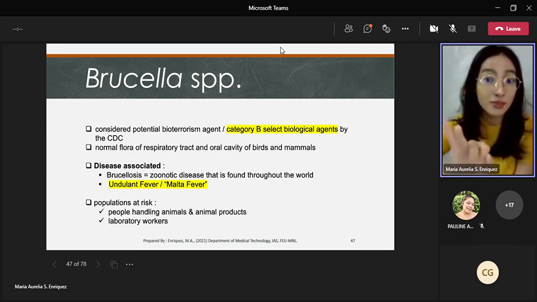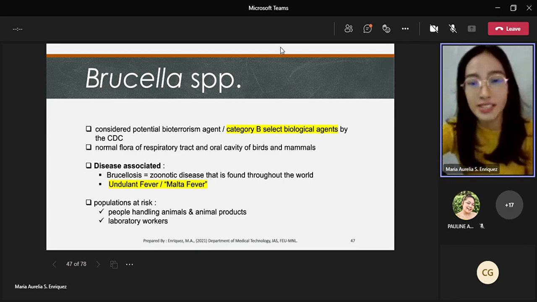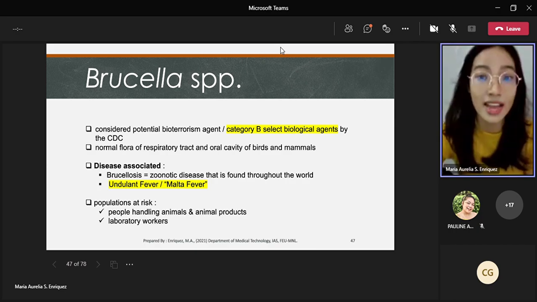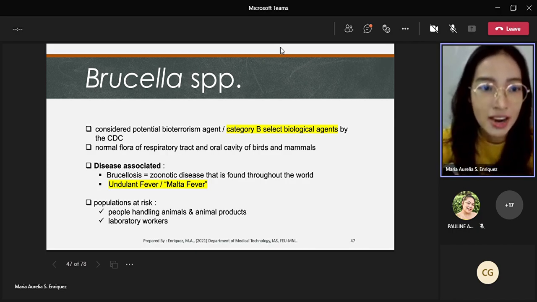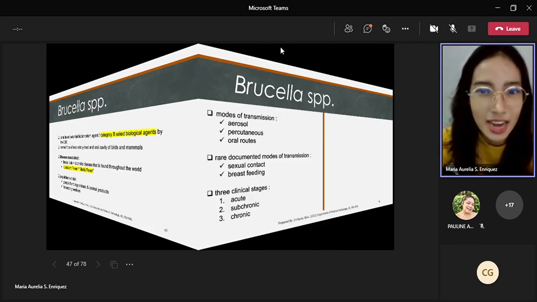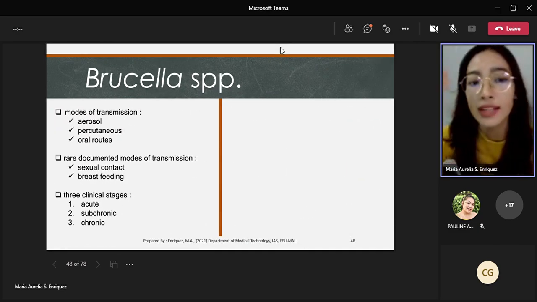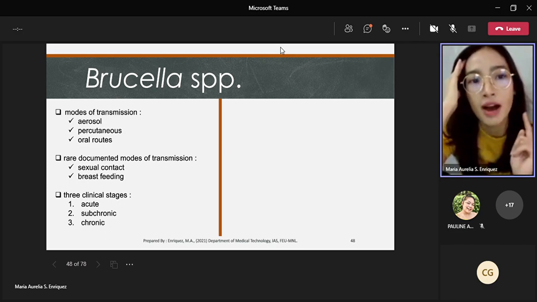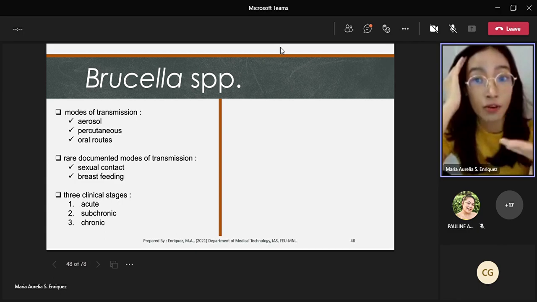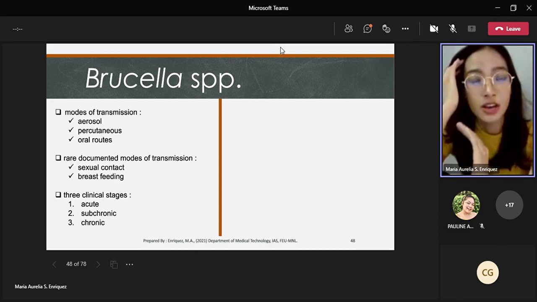Now, ito po, Brucella species. This is also a zoonotic disease that can be found worldwide and is known as the cause of the undulant fever or the Malta fever. So bakit siya tinawag na undulant? Unahin muna po natin yung modes of transmission. Okay? So modes of transmission include either aerosols, inhalation of aerosols, or oral or percutaneous routes.